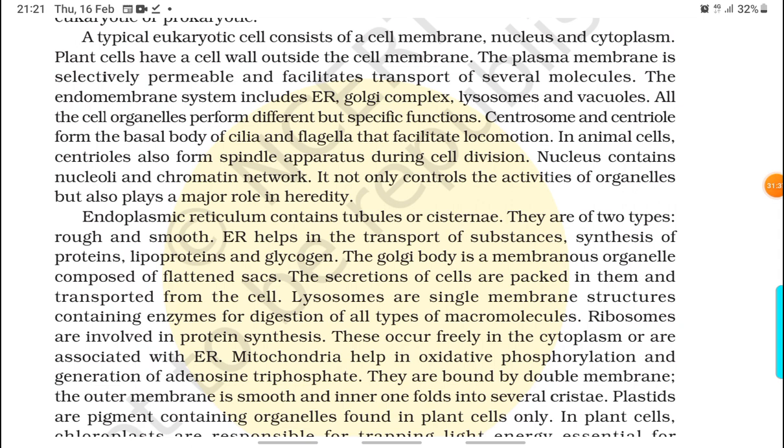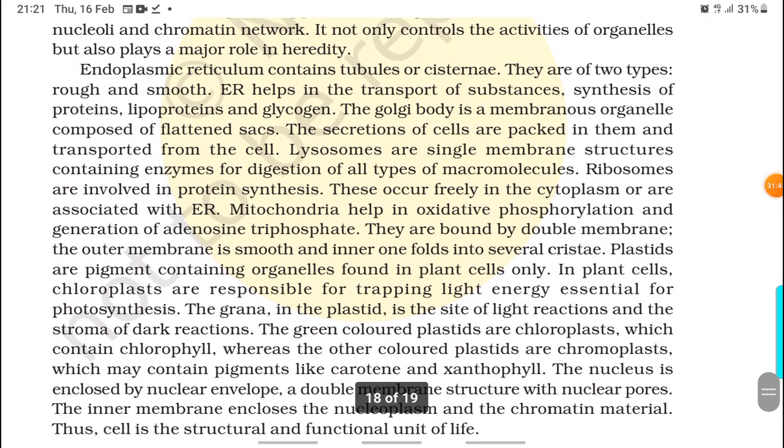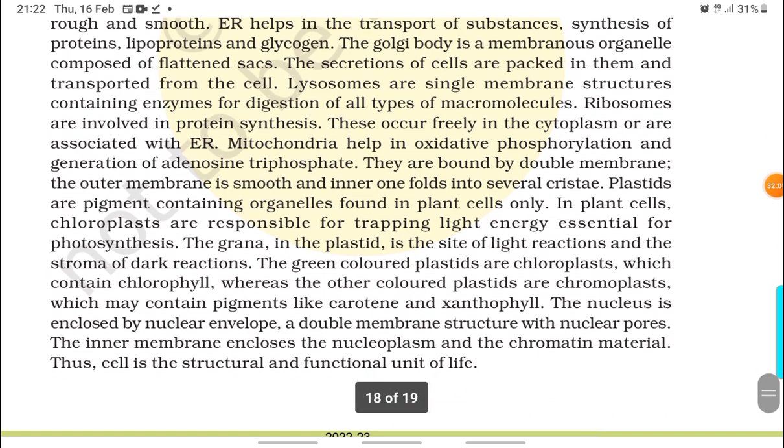Endoplasmic reticulum contains tubules or cisternae. They are of two types, rough and smooth. Endoplasmic reticulum helps in the transport of substances, synthesis of proteins, lipoproteins, and glycogen. The Golgi body is a membranous organelle composed of flattened cisternae. The secretions of cells are packed in them and transported from the cell. Lysosomes are single membrane structures containing enzymes for the digestion of all types of macromolecules. Ribosomes are involved in protein synthesis. They occur freely in the cytoplasm or are associated with endoplasmic reticulum.